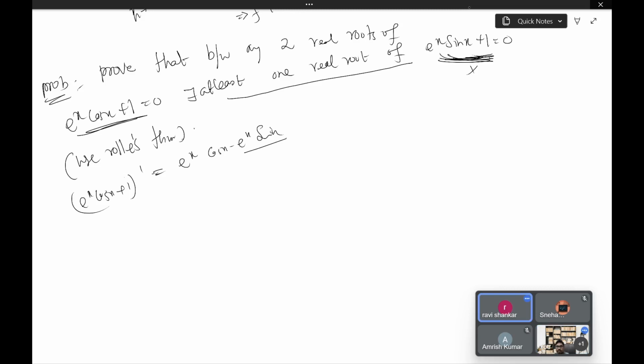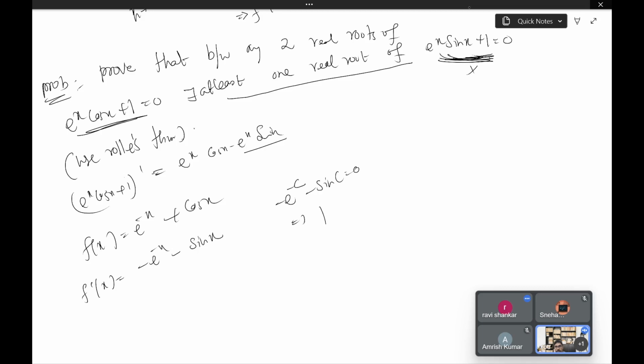Okay. The point is, choose f of x equal to e to the power minus x plus cos x, right? And now apply Rolle's theorem. So what is f dash x? f dash x equals minus e to the minus x minus sin x. So basically minus e to the minus c minus sin c equals 0. This implies 1 plus e to the power c sin c equals 0. Understand? Okay. Understand, Ravi?